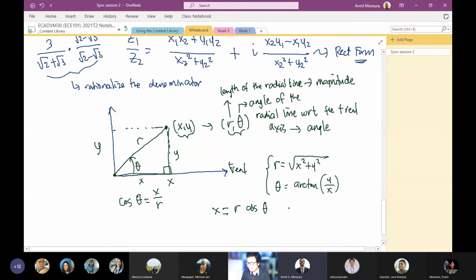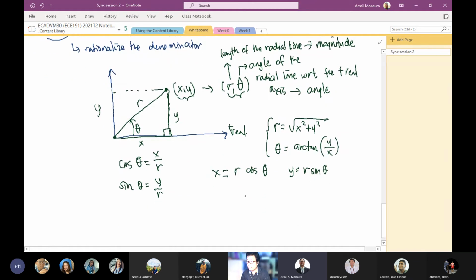In a similar manner, you can have y galing sa sine. Sine of theta equals, what is sine of theta? Y over r po. Y over r. So therefore, y is then r sine theta.